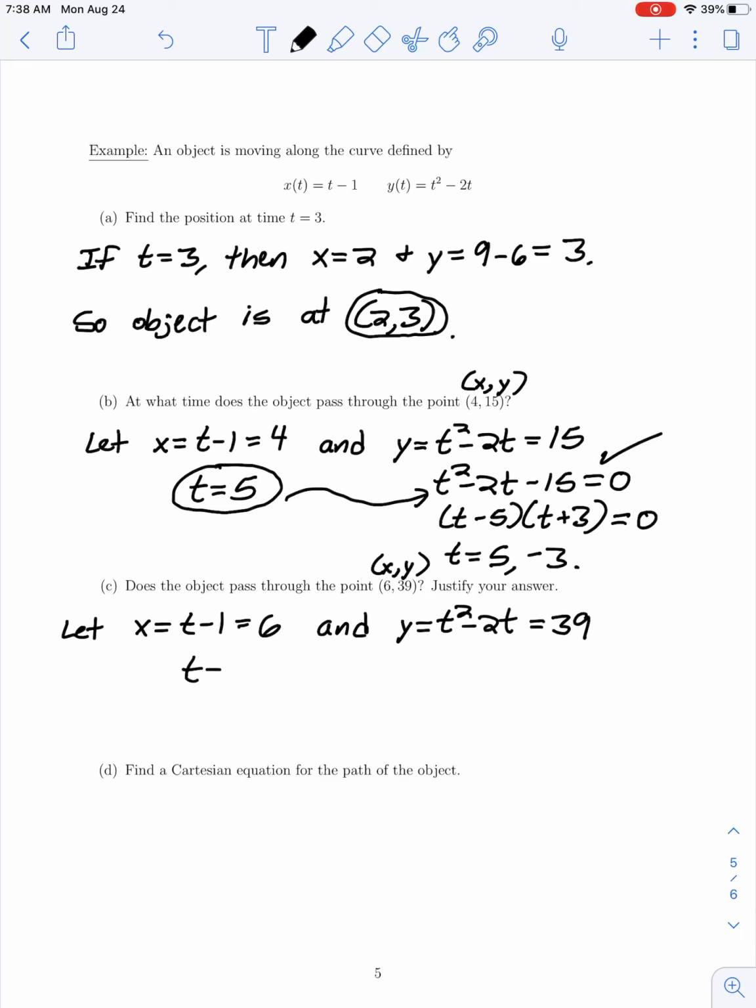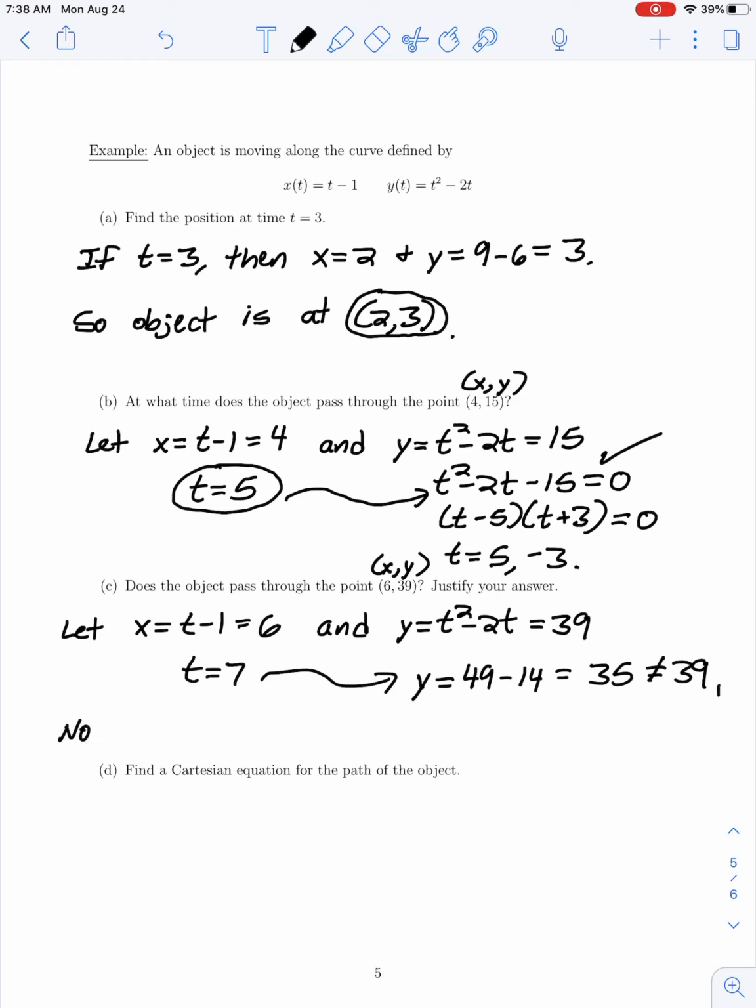So solving our first equation for t, we find that t would have to be 7. And if we substitute 7 into this second equation, we would have y is equal to 7 squared, or 49, minus 2 times 7, or 14, which would be equal to 35. It is not equal to 39. So there is no value of t that would satisfy both of these equations. So there is no time at which the object will pass through that indicated point.